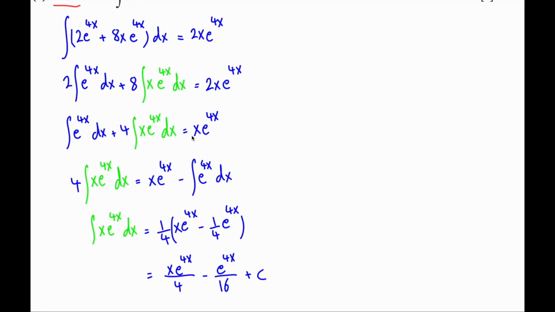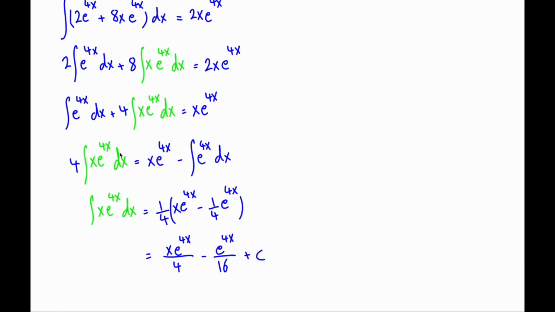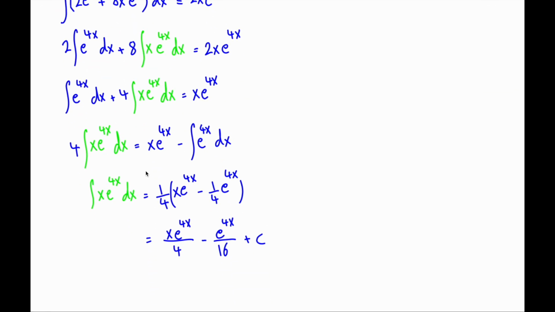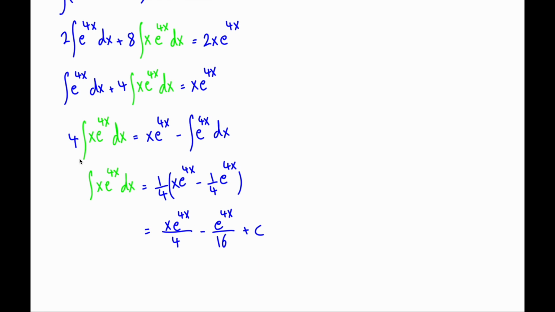So basically in the third line, what I did, I got rid of all the 2's by dividing everything by 2, and then pushed this guy to the other side, isolating the integration which I'm asked to find. And then also last thing, get rid of the 4, the coefficient here, by dividing both sides by 4.